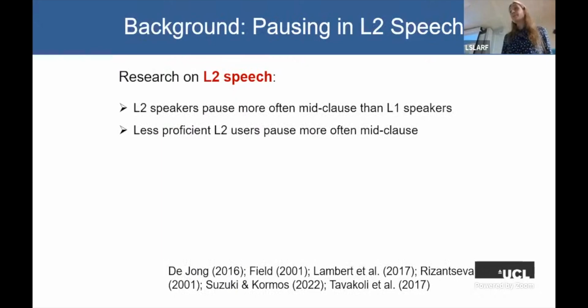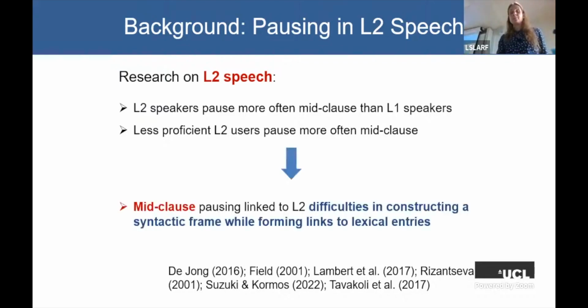Compared to first language speech, what we find in second language speech is that L2 speakers, not surprisingly, tend to pause more often mid-close than L1 speakers, and less proficient L2 users pause more often mid-close. So there is also the proficiency element. Again, the less proficient we are, the more likely we might struggle with linguistic encoding processes, which might be reflected in mid-close pausing. This is what I've just said.